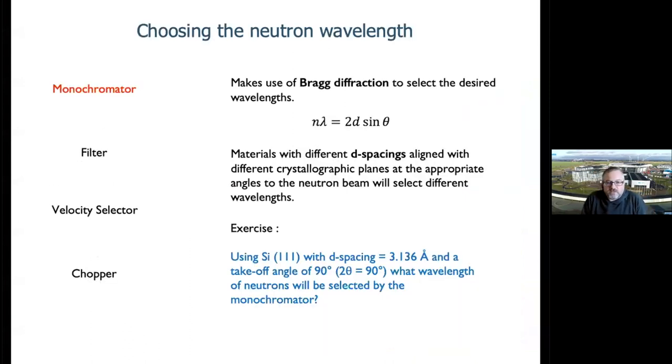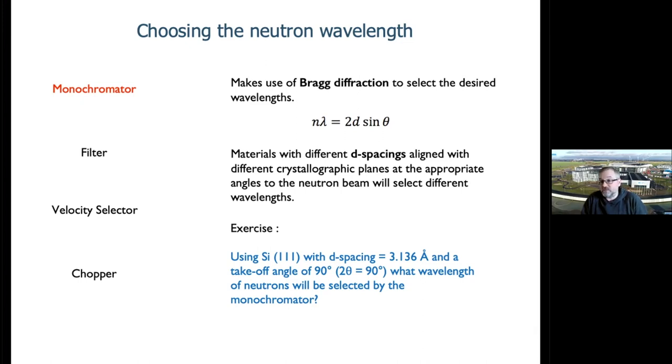The next thing we have to do is actually choose the neutron wavelength. And there are a number of different ways we can do that. The classical way is to use a monochromating crystal. So here we take something that has an ordered atomic structure and make use of Bragg diffraction to select only the wavelength or wavelengths that meet the Bragg condition at a given angle. So we can make use of different materials with different D spacings, and then align them in the right way with our neutron beam to give us different wavelengths.